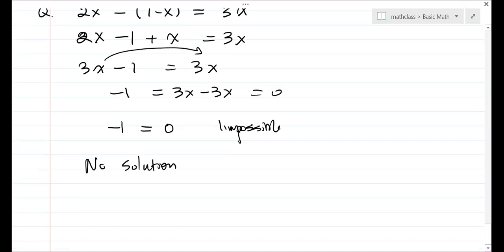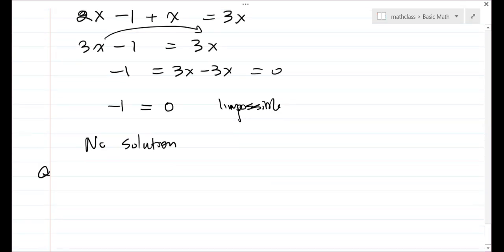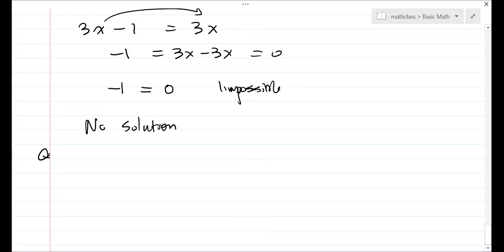Okay, so there's a possibility of no solution. Now sometimes there's a possibility you get infinitely many solutions even for linear equations. Yeah, no solution. Okay. So let's do the next one. 3 minus 2x equals 5 minus 2 plus 2x.